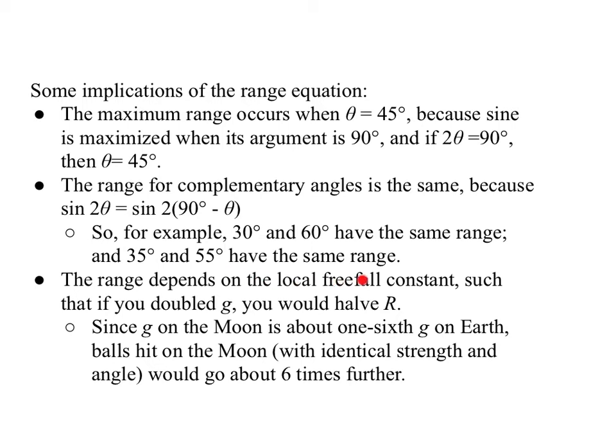And the range depends on the local freefall constant, such that if you were to double g, you would halve R. Not surprisingly, the stronger the gravity, the faster you're pulled back to the Earth, and therefore the less distance you gain. For instance, since g on the moon is about 1/6 of g on Earth, balls hit on the moon with the same identical strength and angle would go about 6 times further. Although that's not actually what happened when they did it, because it's not that easy to hit it with identical strength.